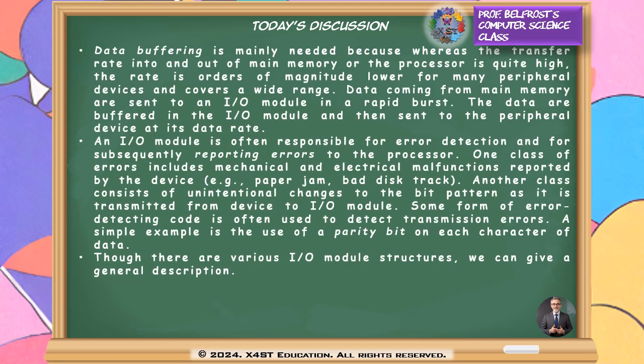Data buffering is a very important concept. Whereas the transfer rate into and out of memory or the processor is quite high, the rate is orders of magnitude lower for many peripheral devices, and it covers a wide range. So data coming from memory are sent to an I/O module in a rapid burst, held in the data buffer in the I/O module, and then sent to the peripheral device at its data rate. So we need the buffer for data.